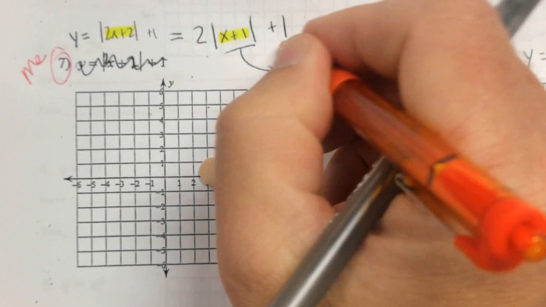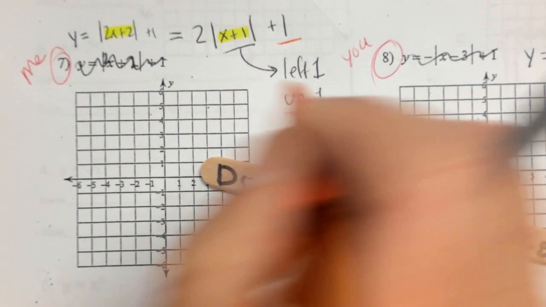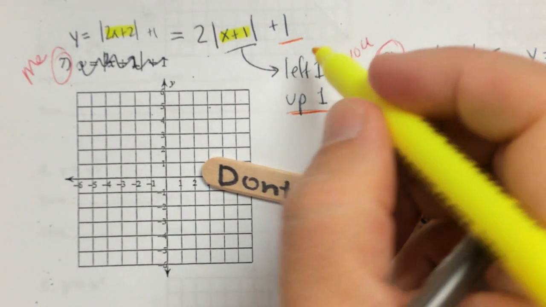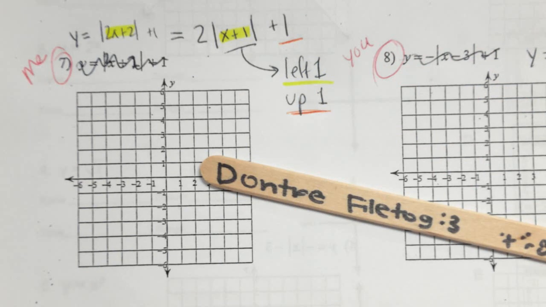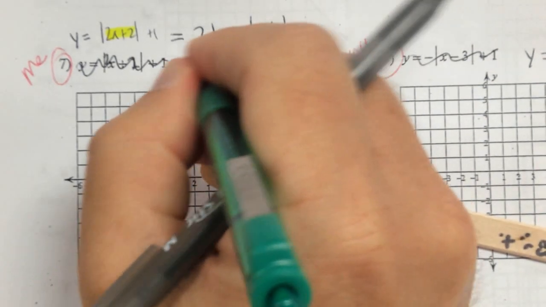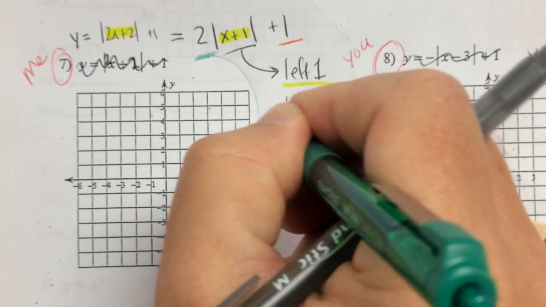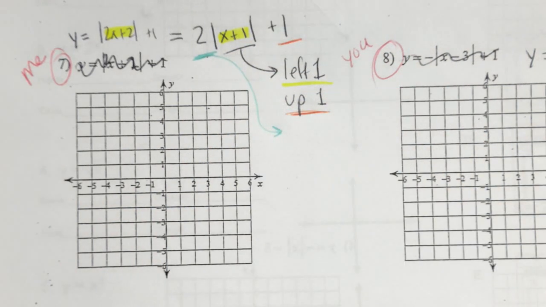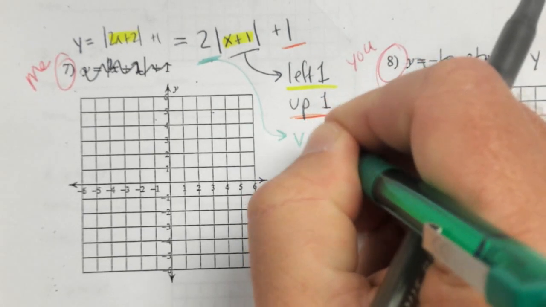So we got the left 1 and the up 1 accounted for, but there's still a 2 out front. What's that do? Dantre, what's that 2 out front do? Stretch it. Vertical stretch.